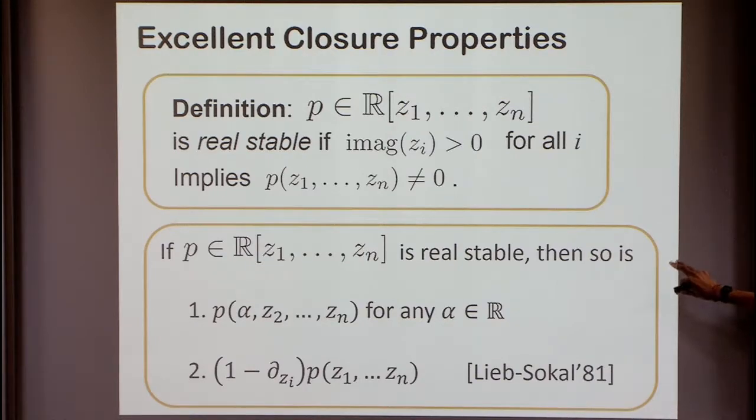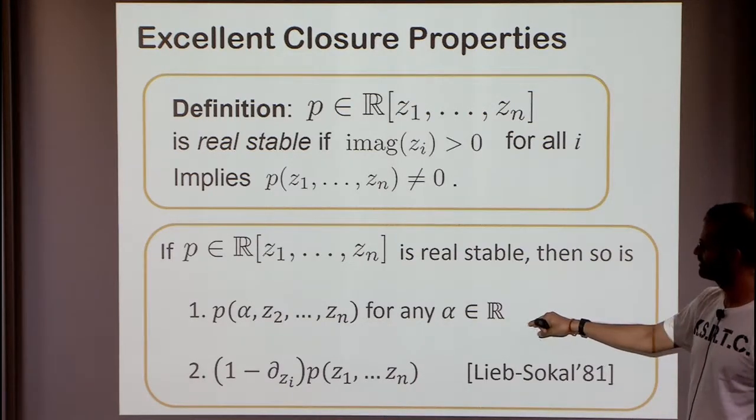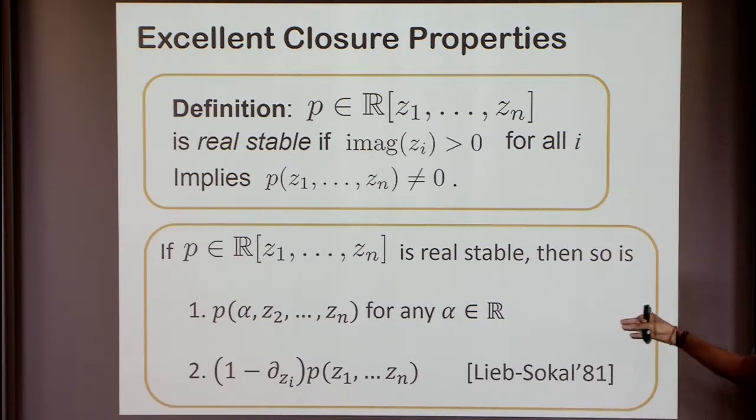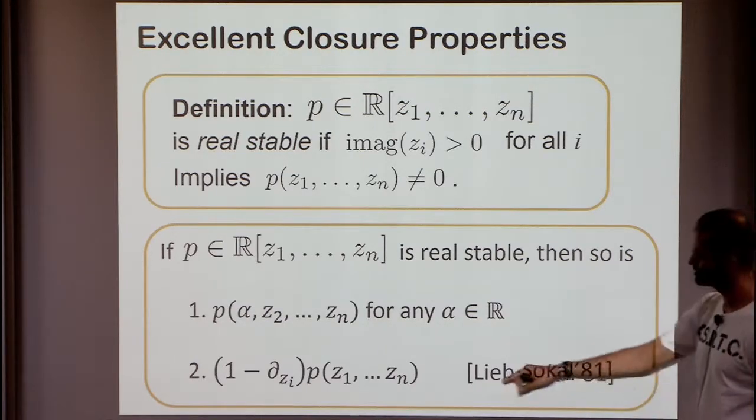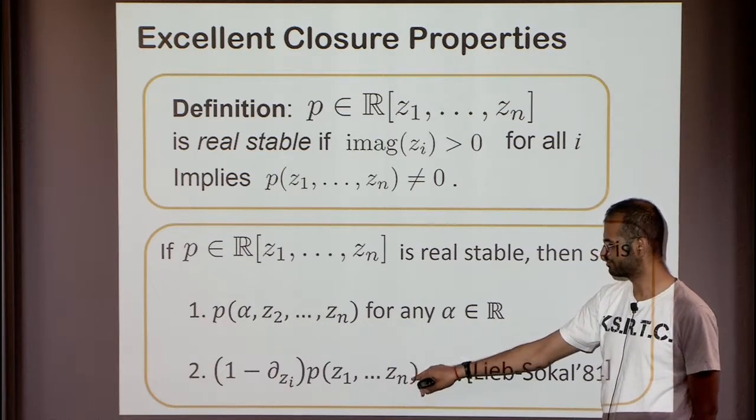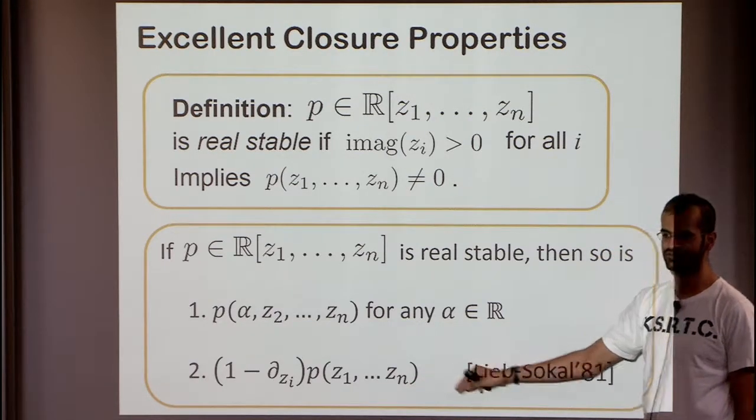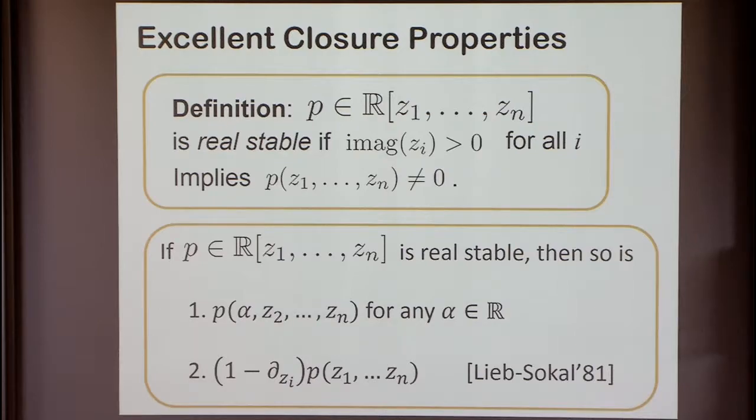But anyway, real stability is preserved under many operations, and 2 of those operations are the following. One is setting any variable to be a real number. This also has like a 3-line proof. If you know complex analysis, it's a nice exercise. And the other fact is that it's preserved under certain differential operators. So if I take a real stable polynomial and subtract off a partial derivative with respect to any of the variables, this is still real stable.